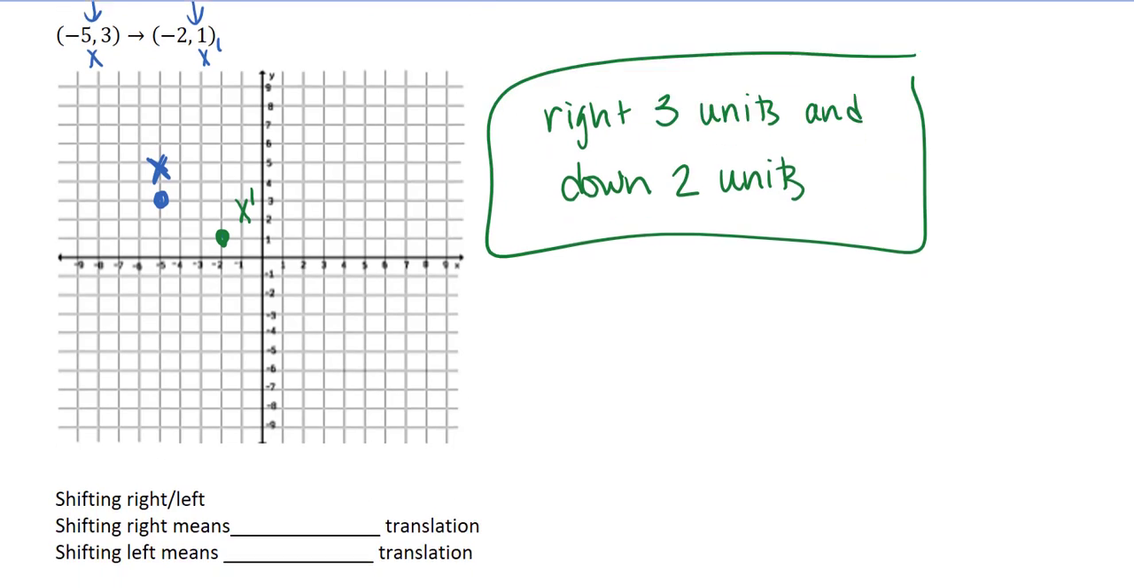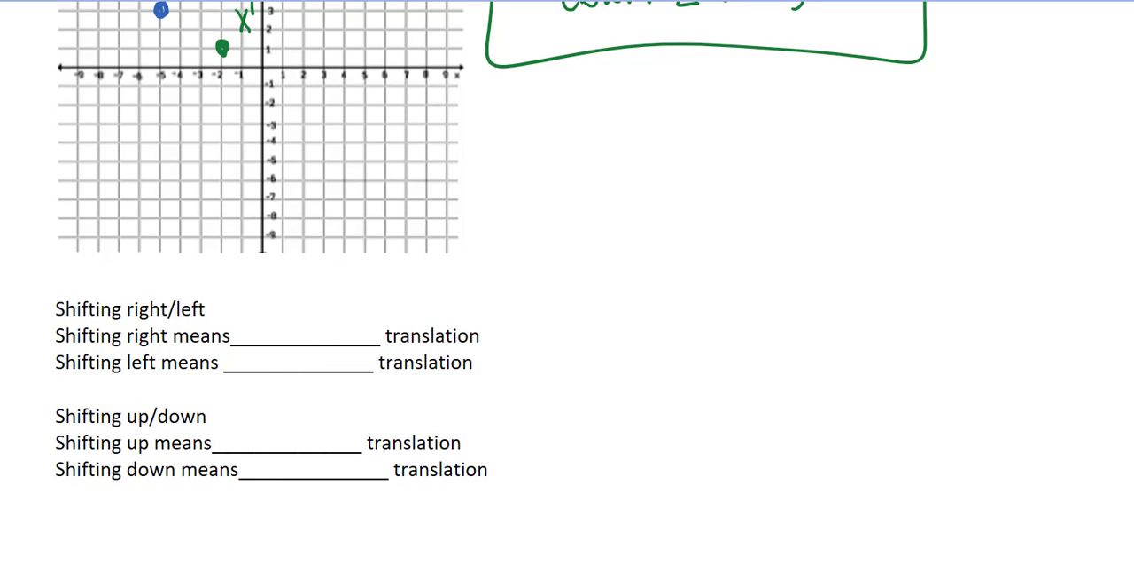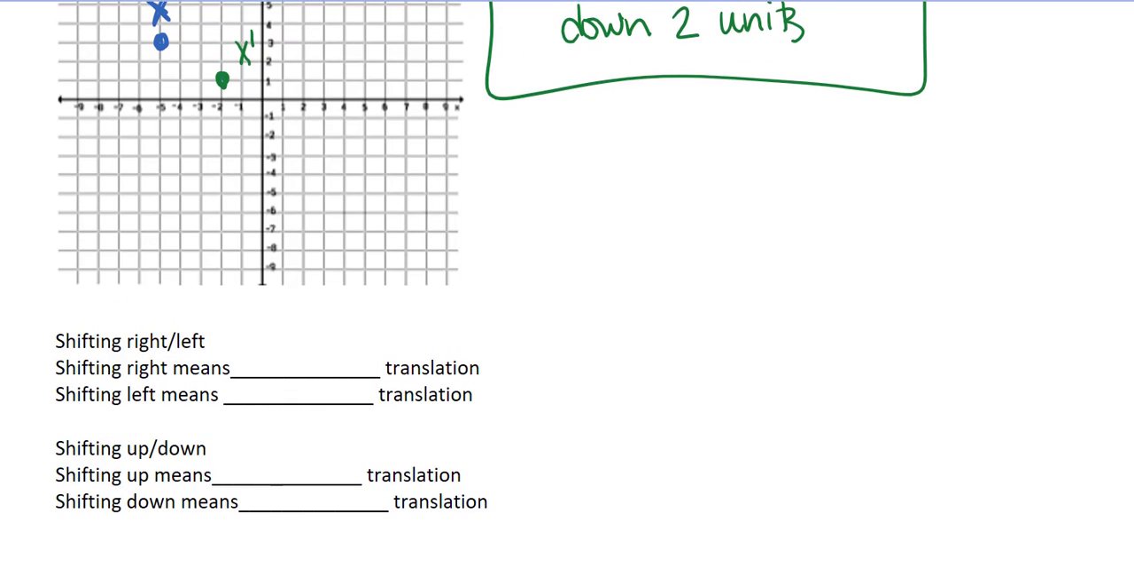Now, let's go over something real quick. Notice when we shifted right or left, what happens? For this one, if we shift right to get to x prime, it means it's a positive translation for the x-axis. But if we shift left, that means it's a negative translation, and that's only in relation to the x.